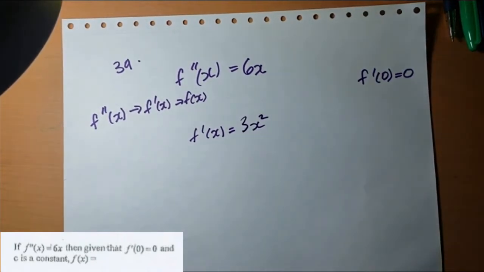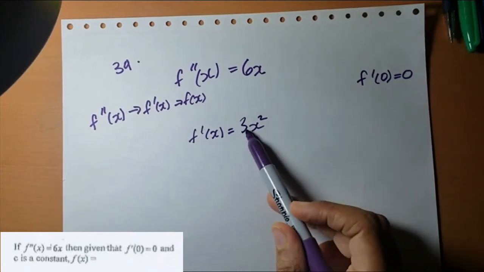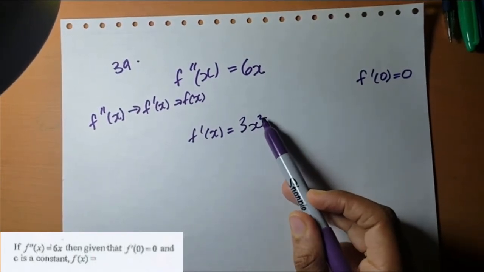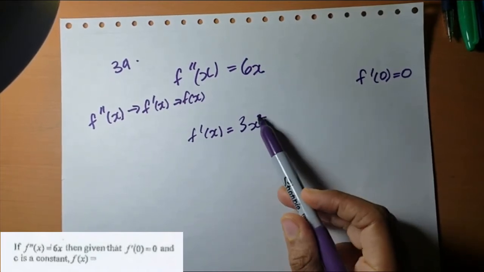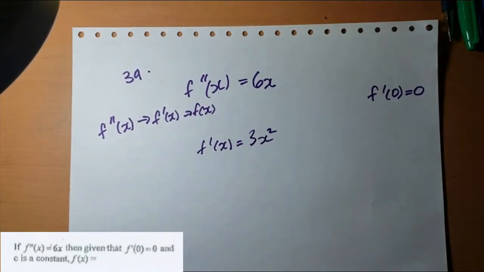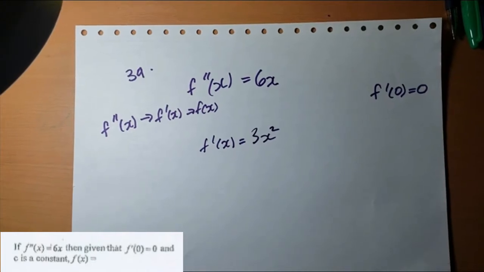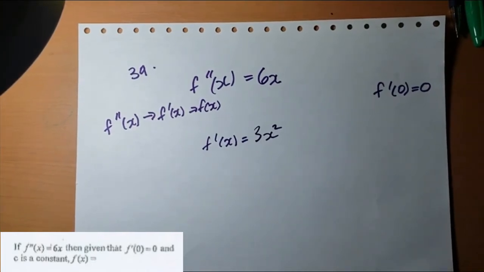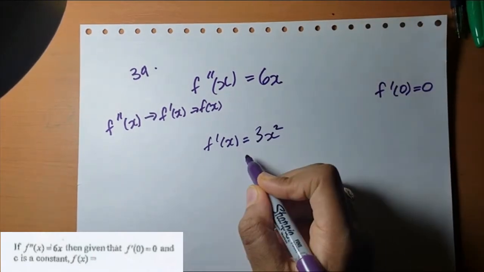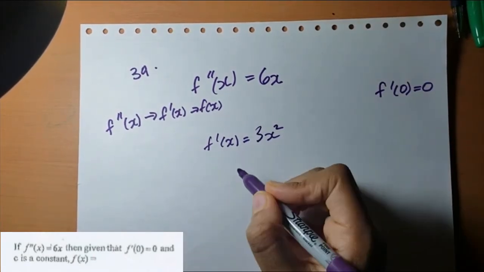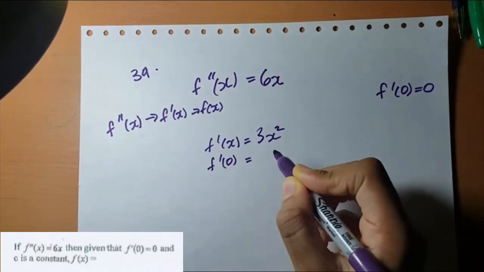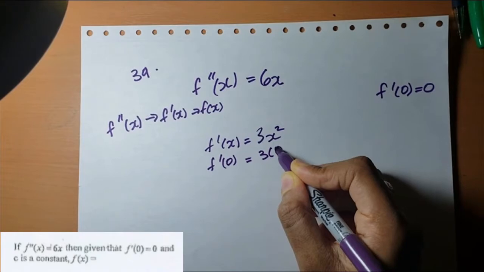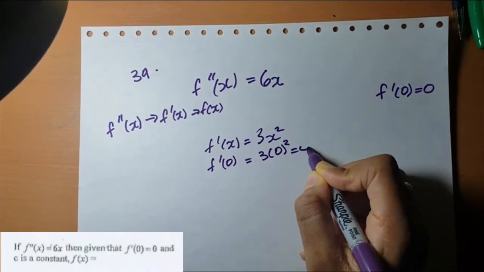But you understand? You can differentiate this back and see. When you differentiate it back, you're going to get the 6x. So you have the 3 and the 2. And we're told that f prime of 0 is equal to 0. So now we say, alright, we have f prime of x, so f prime of 0 will be equal to 0. So that is true.